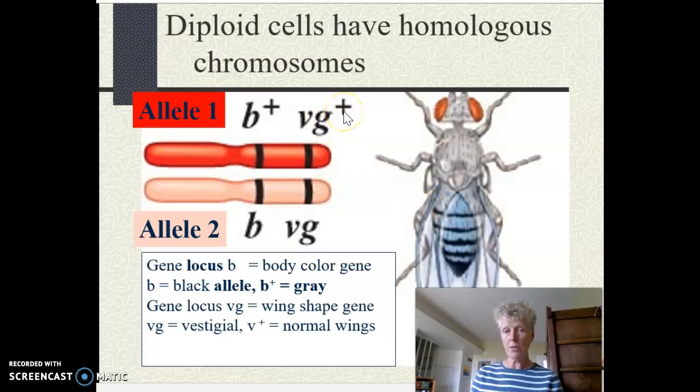The wild type here for the mother is that she has normal wings, and the dad here would have a chromosome that codes for vestigial wings. So the words to remember here is homologous chromosomes are slightly different. They have different alleles for many of the genes. And that's it.